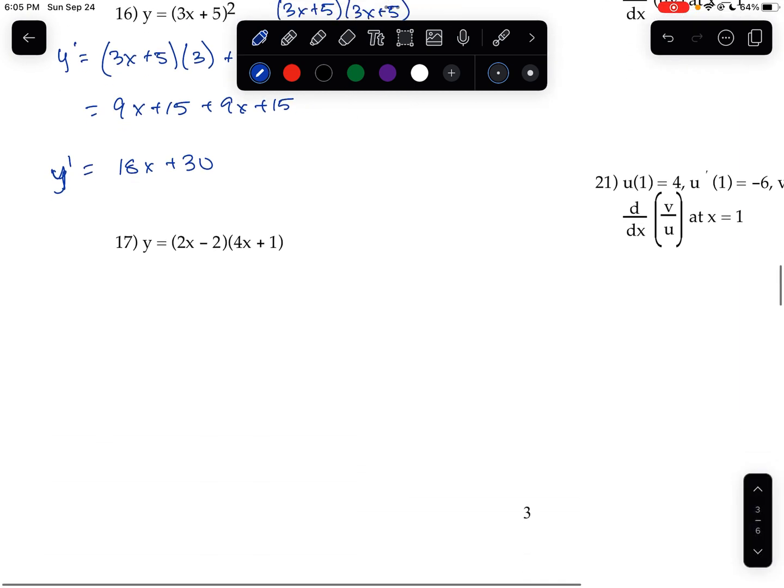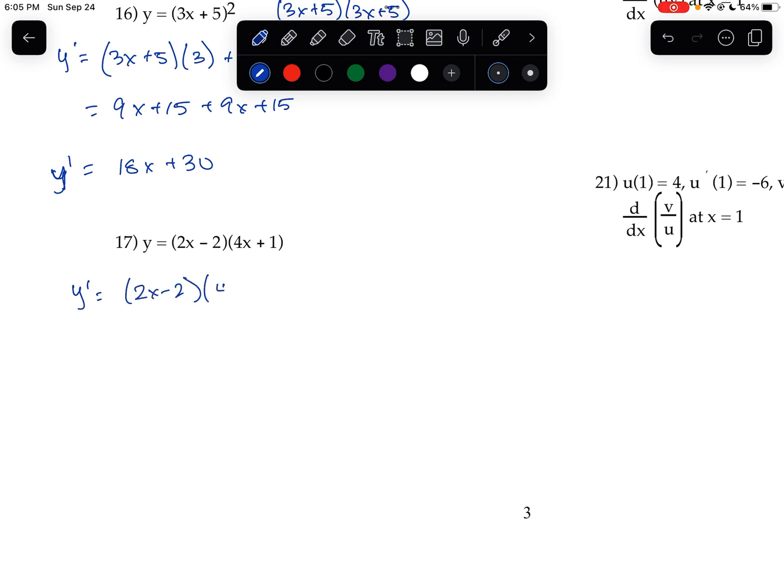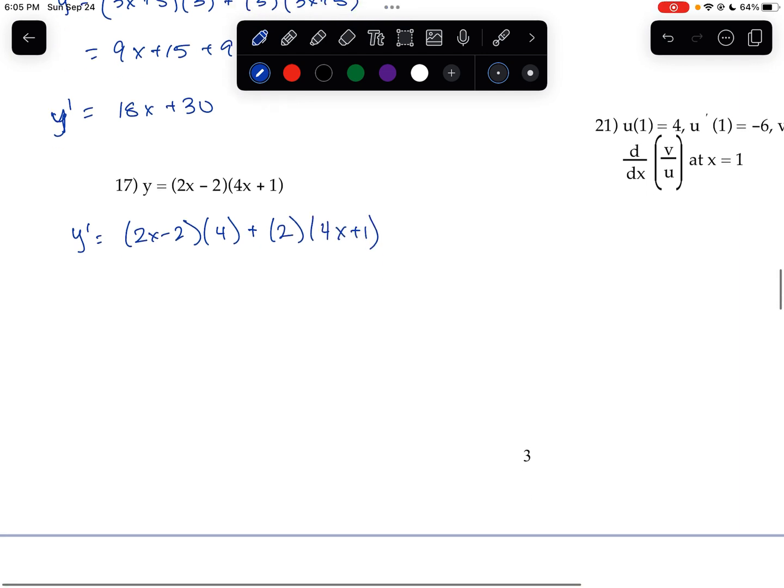Okay, for 17, y prime would be equal to the first times the derivative of the second plus the derivative of the first times the second. There's a product rule. Distribute that, you get 8x minus 8 plus 8x plus 2. So you'll get 16x minus 6 as your derivative.